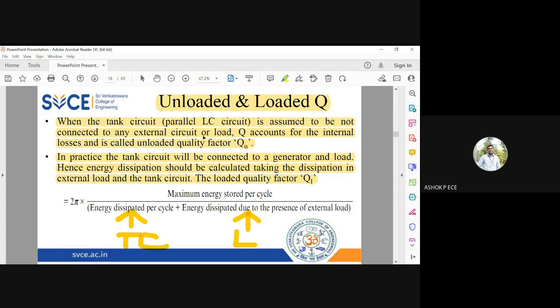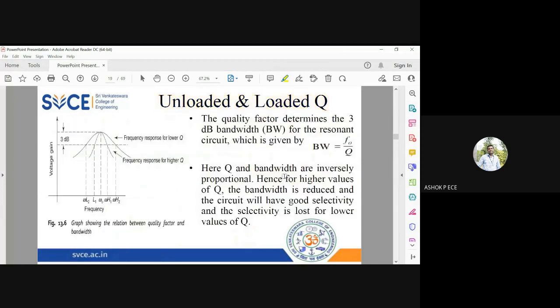So unloaded means your tank circuit is not connected to an external load. Loaded means either your tank is connected to a generator or your tank is connected to a load. So in that case, the Q factor expression will change slightly. It will include the energy dissipation happening because of the external load also. Please understand this.